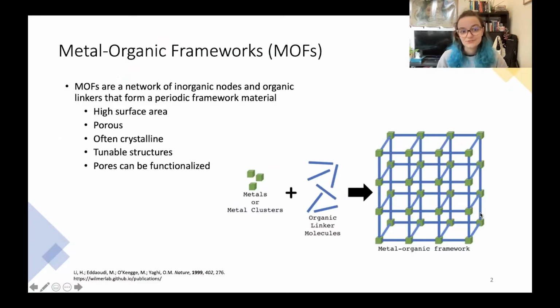So first and foremost, what is a MOF? A MOF is a metal organic framework. So it's a network of inorganic nodes and organic linkers that form a periodic framework material. It's like a molecular sieve or a very, very small sponge. What's particular about this is that they have incredibly high surface area. They're porous and often crystalline, and because of the amount of different metal clusters and organic linkers we can use, they often have tunable structures and pores that we can functionalize for many different types of applications.